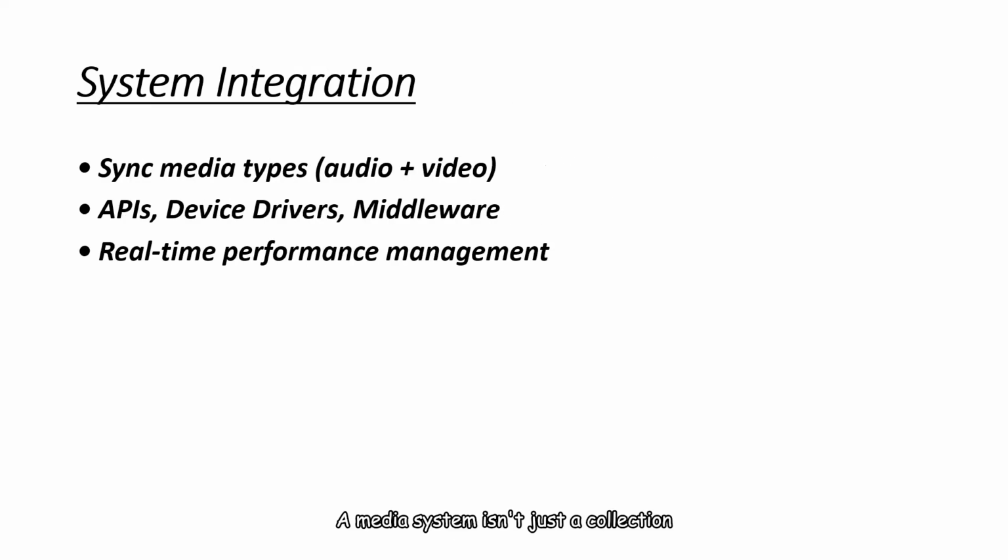A multimedia system isn't just a collection of components, it's an integrated ecosystem. We use APIs and middleware to ensure communication between hardware and software, enabling smooth synchronization of sound, video, and interaction.